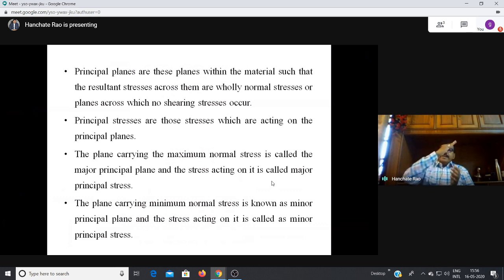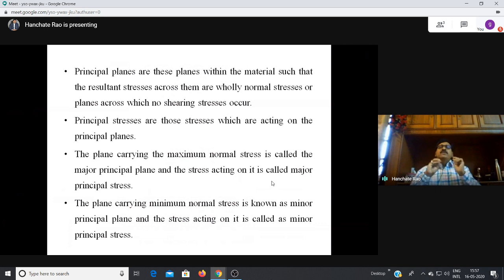So if you consider any inclined plane in a material, there is one normal stress acting perpendicular to this inclined plane and one stress acting tangential to this inclined plane. This is also called shear stress. So there is one normal stress which is perpendicular to the plane and there is one shear stress which is acting along the plane. So any inclined plane will have a normal stress and also a tangential stress.